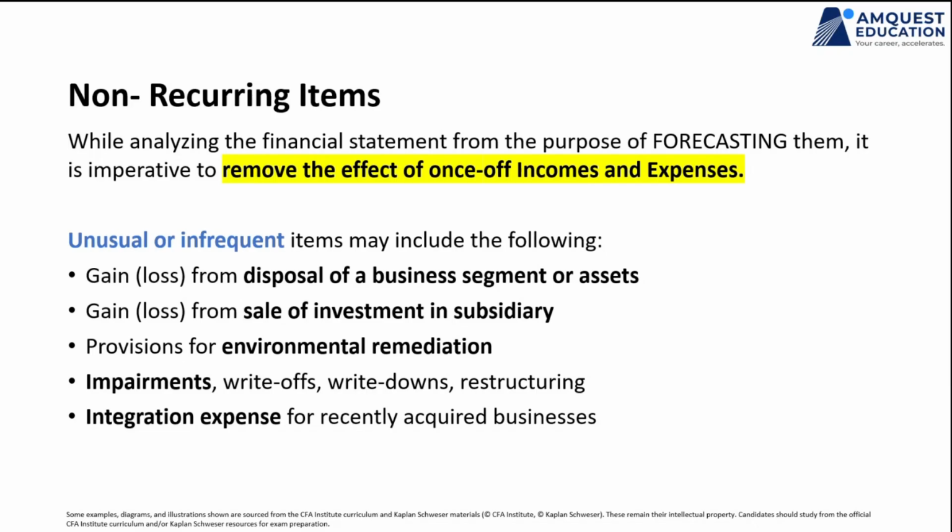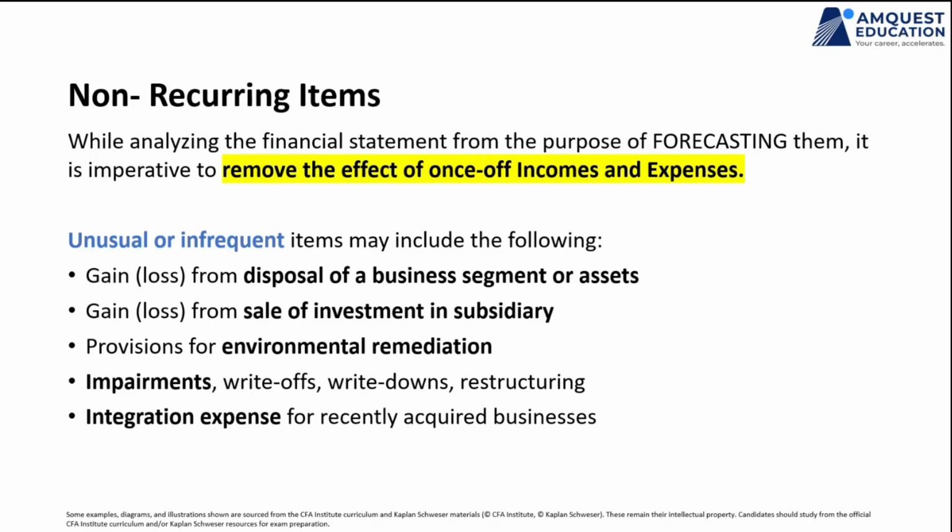So if you are a company which is, let's say, into mining, then there is a possibility that you will have to pay some expenses for environmental remediation, or to ensure that the natural habitat is established back after the mining is done. Then impairments, write-offs, write-downs, restructuring, and integration expense for recently acquired business. All of these are typically expenses which are unusual or infrequent in nature. And in all of these cases, you should effectively remove them from your analysis.